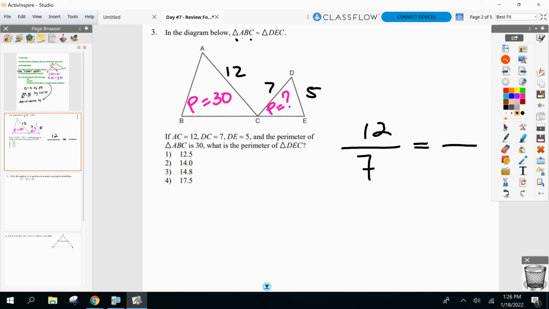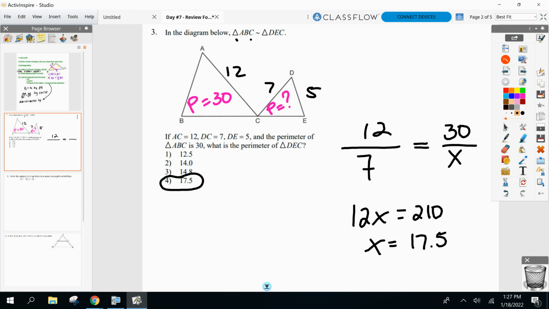So that means their perimeters are also in that ratio, 30 and x. Whatever the side ratio is, it's the same as the perimeter ratio. And then I get something nice and neat I could cross multiply with. 12x equals 210. We'll grab our calcs, divide by 12. What are we looking at? 17.5 for the perimeter of the small triangle. All good? Questions, comments, concerns?